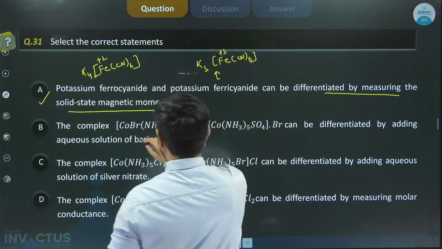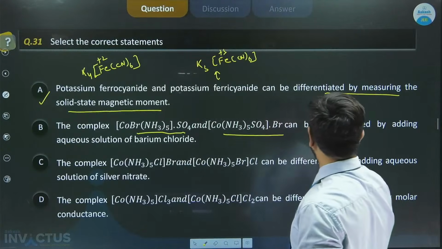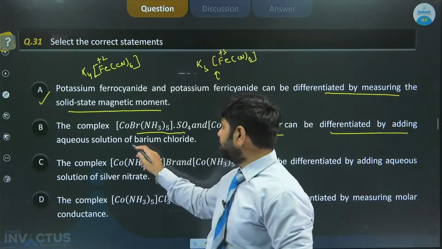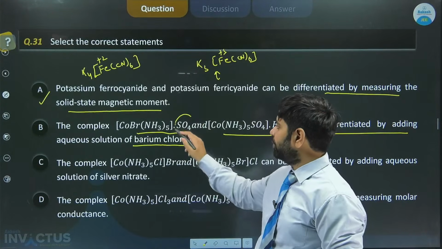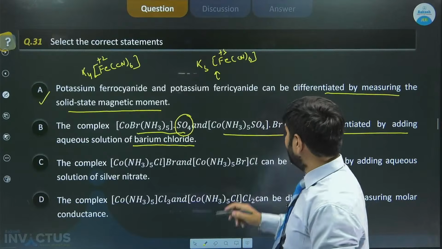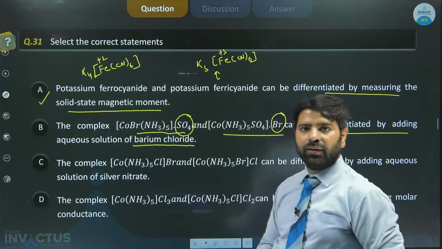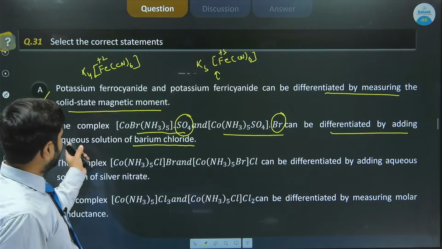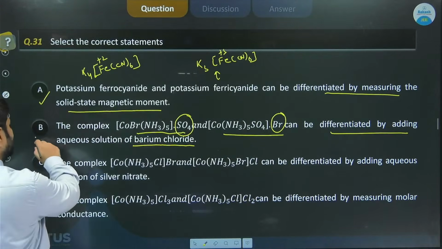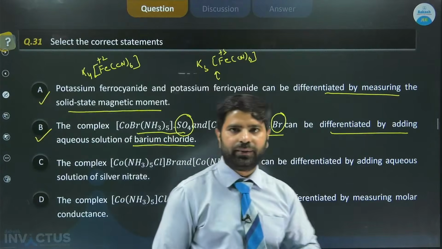The complexes, this and this, can be differentiated by adding an aqueous solution of barium chloride. When we add barium chloride to this solution, it will precipitate as BaSO4 and this one will precipitate as BaBr2. Okay. So we can differentiate these complexes by adding the barium chloride.